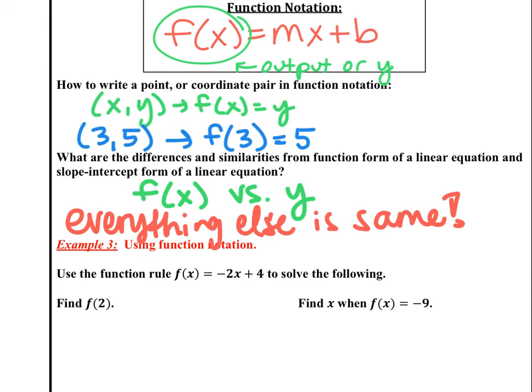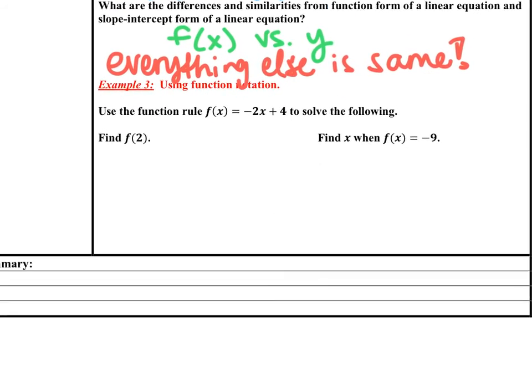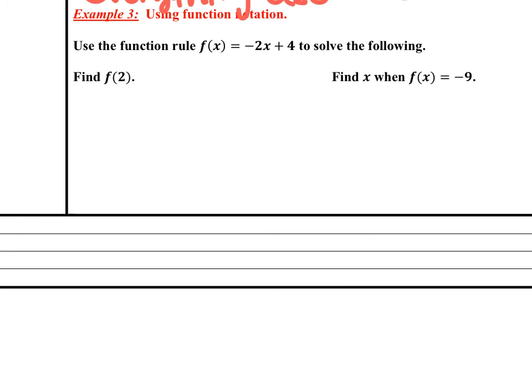Now we're going to use function notation to solve some problems. Use the function rule f of x equals -2x plus 4 to solve the following. It says to find f of 2, so we are inputting 2 into our function. My function machine is telling me to multiply my input by -2 and then add 4. So where it says x, I'm going to replace x with 2 because that's my input. I'm putting 2 into the machine.